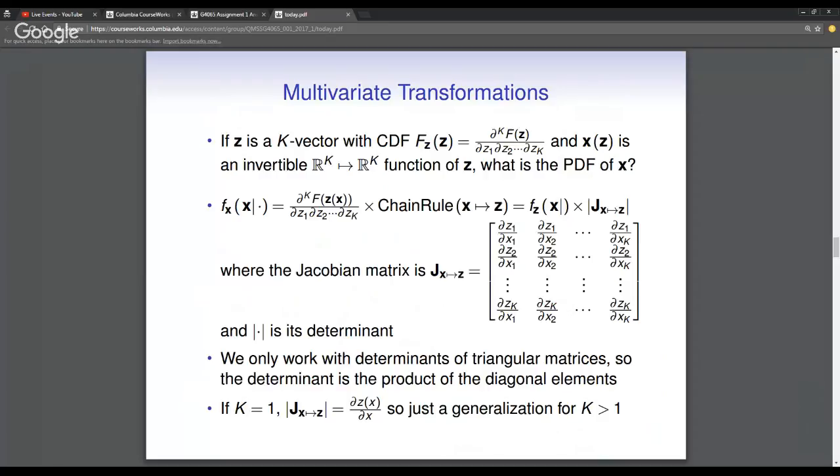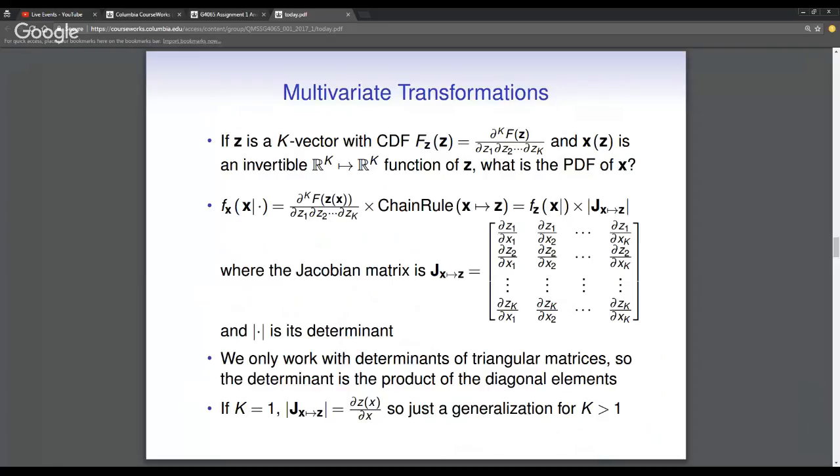I've given up trying to explain what a determinant is. However, we will only work in this class with determinants of triangular matrices. So, like, one triangle of this is all zeros, in which case the determinant is relatively easy to calculate. It is simply the product of the diagonal elements of the matrix that you're taking the determinant of. So for a triangular matrix, which includes the diagonal ones, the determinant is the product of the diagonal elements.